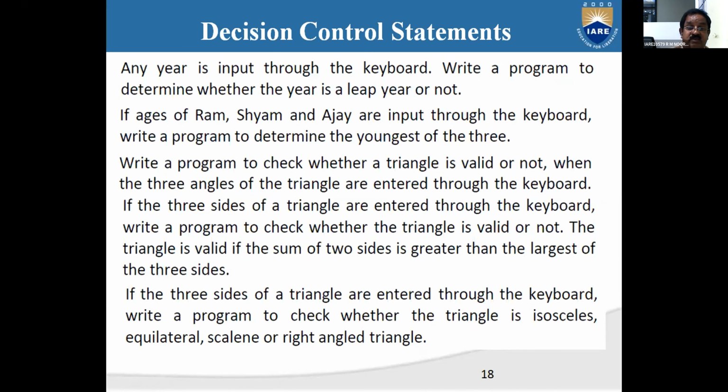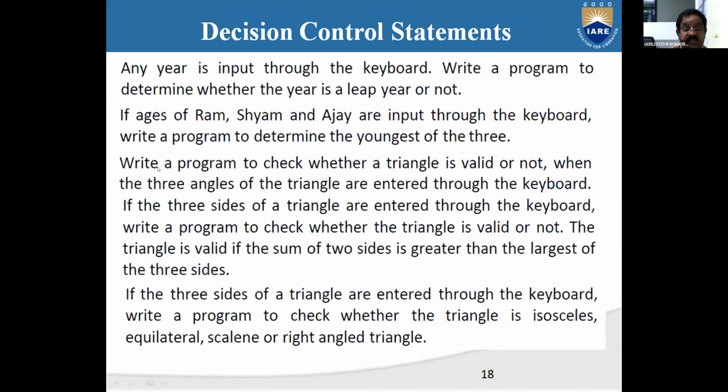So here you are going to make use of the if, elif, else statement. You input the ages of 3 persons, then check the condition: if Ram's age is less than Shyam's and Ram's age is less than Ajay's, then Ram is the youngest. Elif Shyam's age is less than Ram's and Shyam's age is less than Ajay's, then Shyam is the youngest. Else Ajay is the youngest person. That's how we solve problem 2.